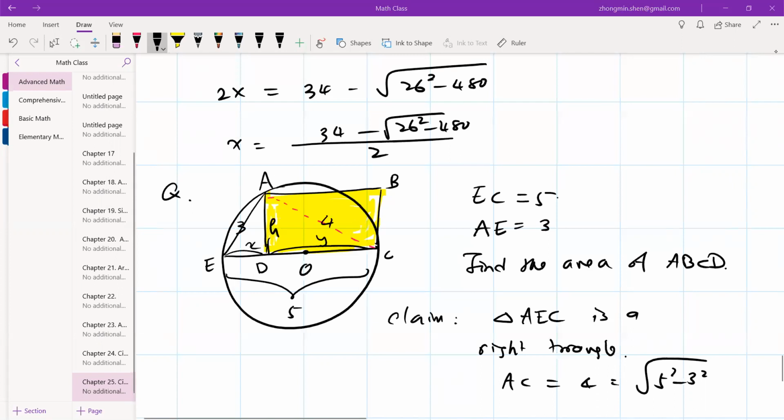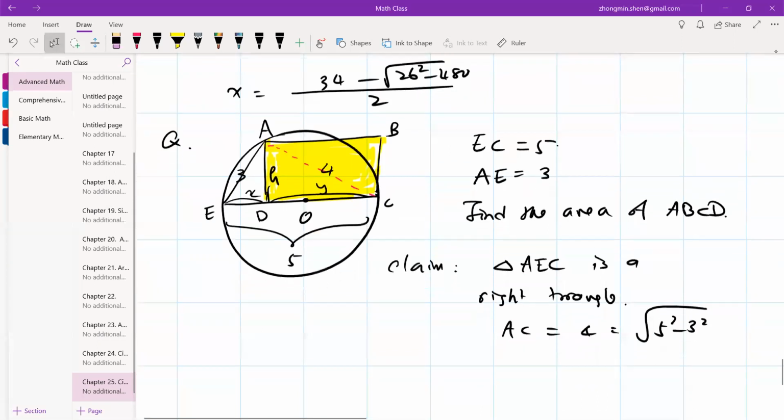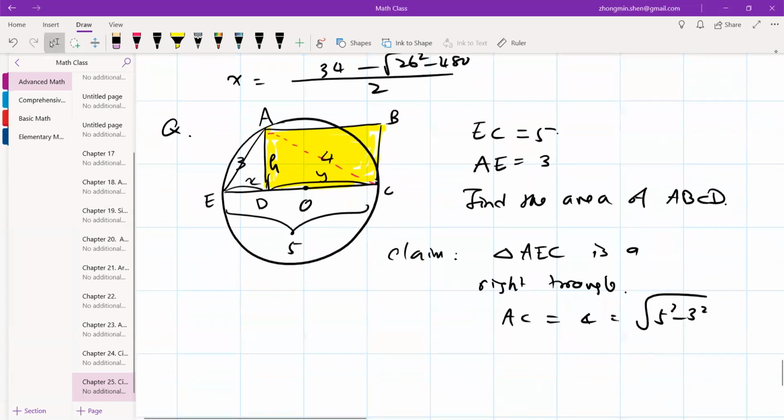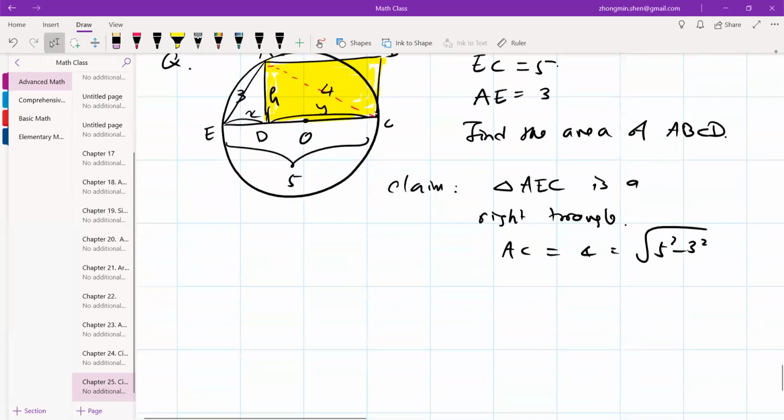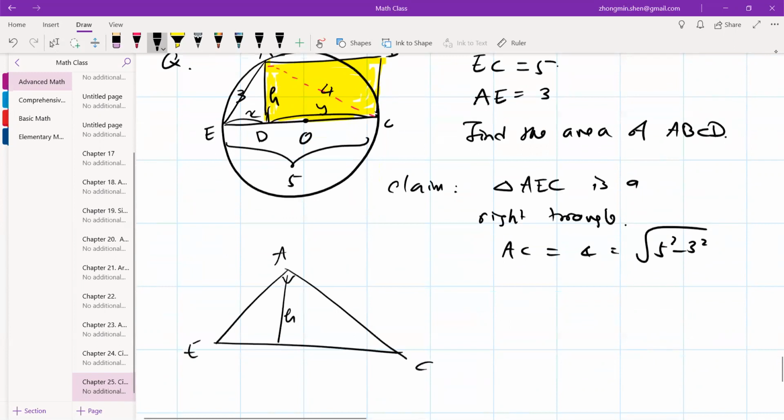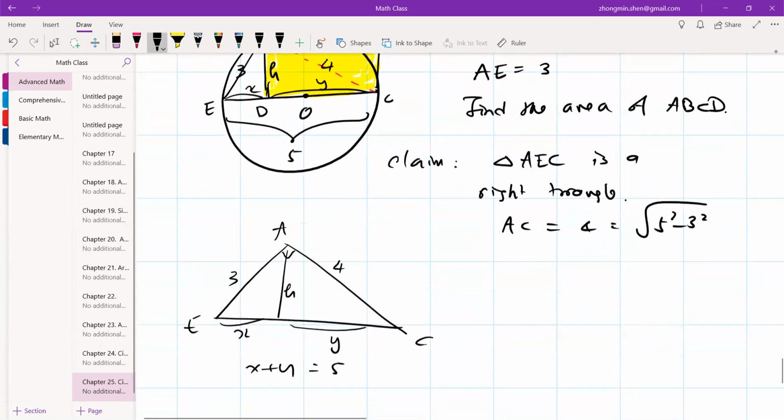Just focus on this: the circle is used only for the purpose of proving that ACE is a right triangle. Now you just need to focus on this right triangle. A, E, C, and H, right? And here's X. This is Y, right? And this is 3, here's a 4. X plus Y equals 5, right?